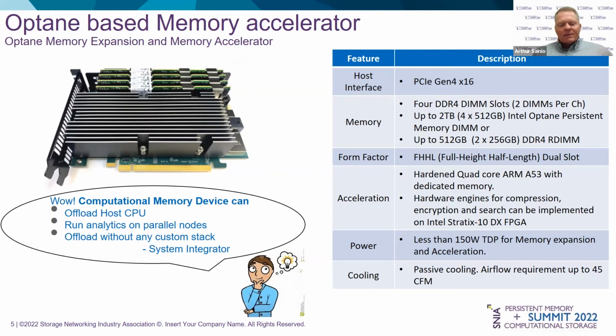This card utilizes less than 150 watts of power and can be cooled passively. This computational memory device opens up numerous possibilities of moving the compute near the data. Next slide, please.